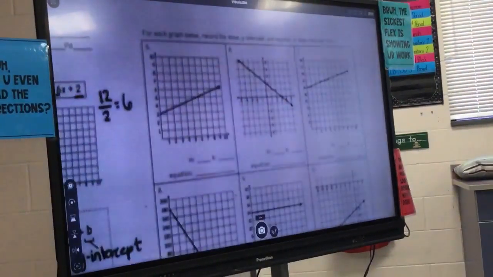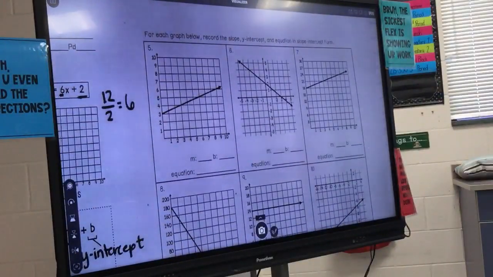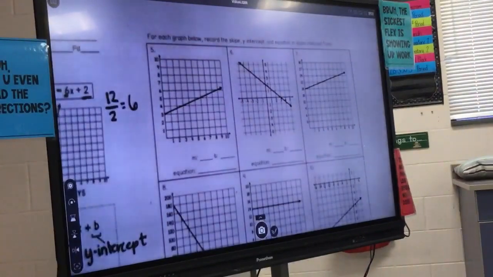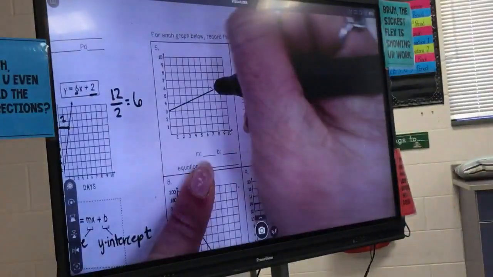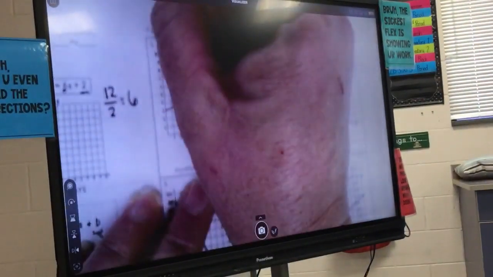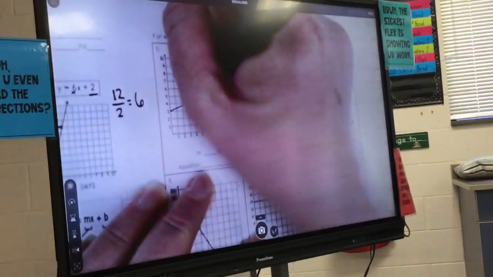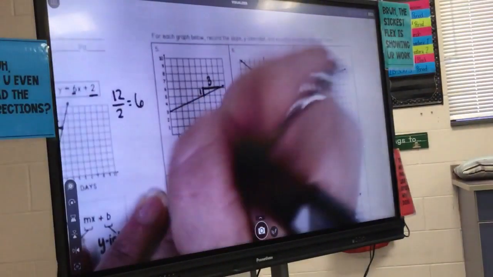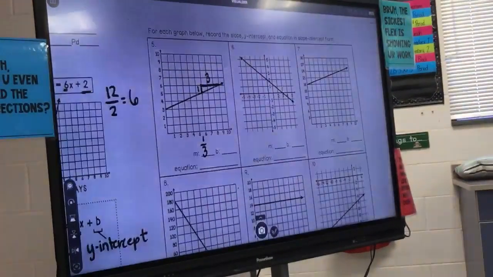All right, slide over to number 5. So for these, you're going to look at the graph, record the slope and the y-intercept, and write your equation. So what is our slope here? It's not just 3. So our rise is 1, our run is 3, which makes it 1/3. It is not 3. So please be careful with that.